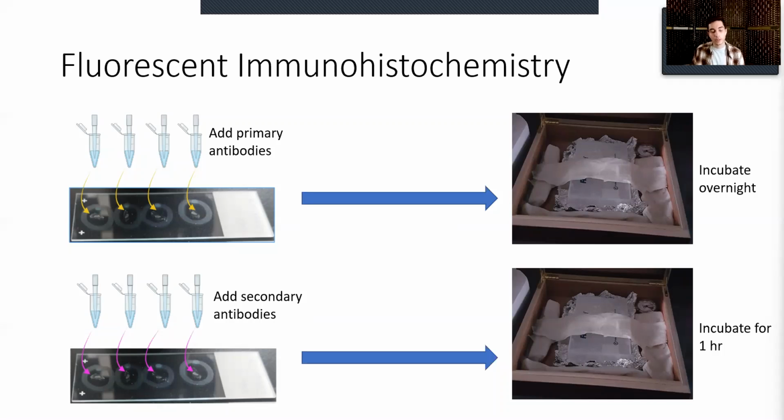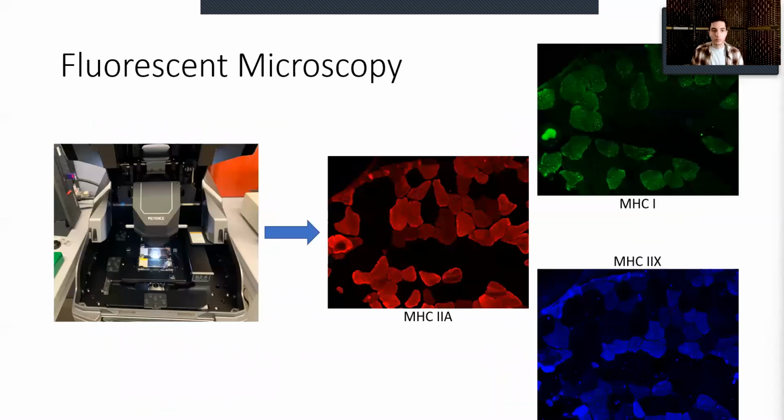These secondary antibodies will bind to the primary antibodies that were already there. I then put some mounting media on the slides, which preserves fluorescence, and put a cover slip on the sections to preserve them. Now that my slides are ready, I'm ready to image it.